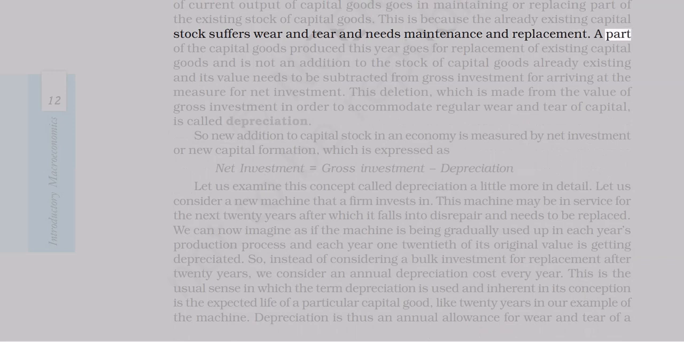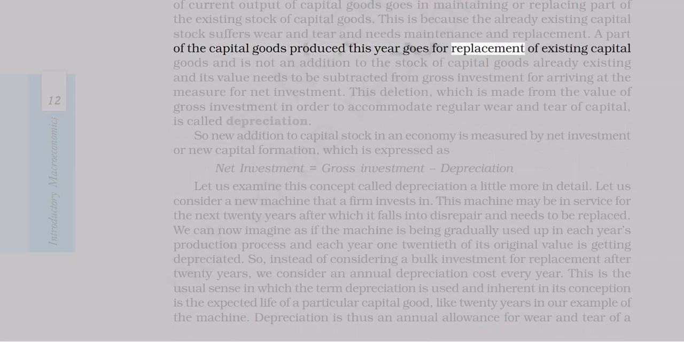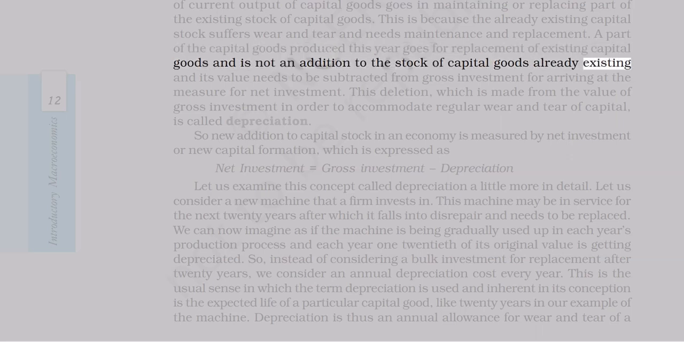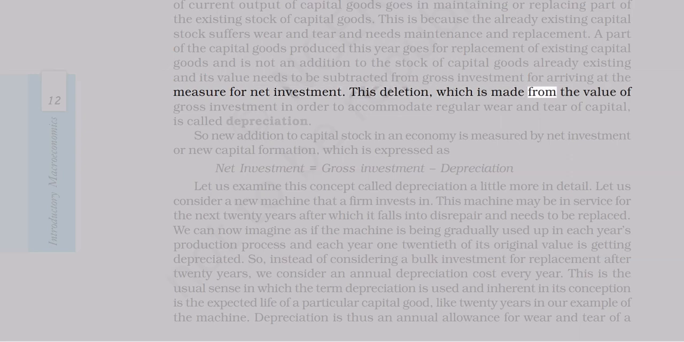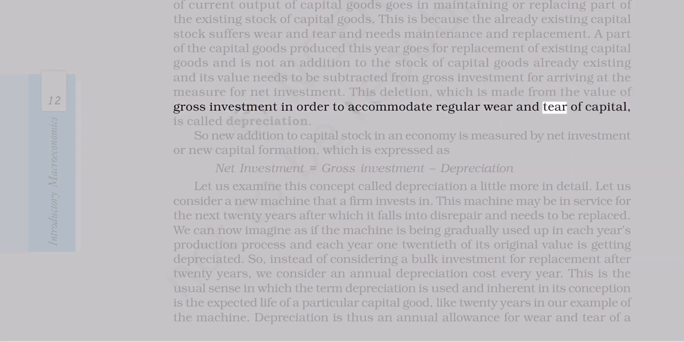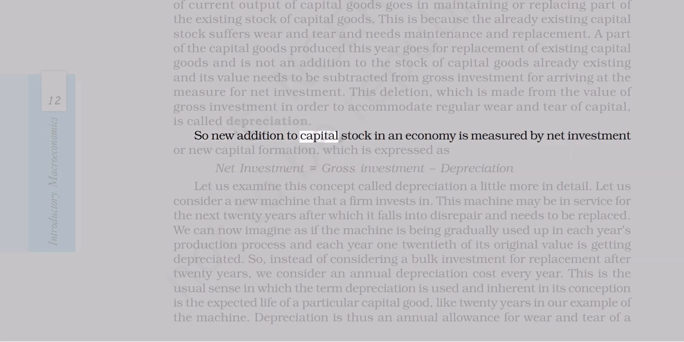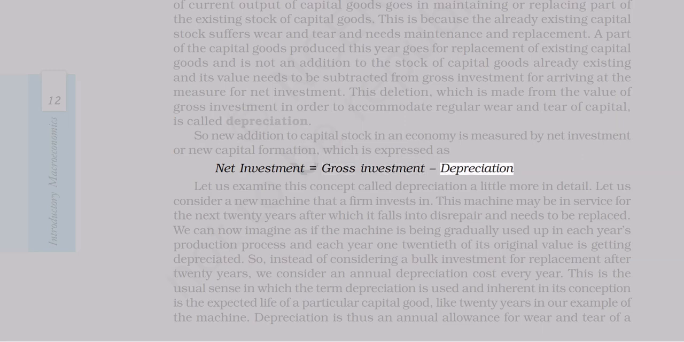A part of the capital goods produced this year goes for replacement of existing capital goods and is not an addition to the stock of capital goods already existing, and its value needs to be subtracted from gross investment for arriving at the measure for net investment. This deletion, which is made from the value of gross investment in order to accommodate regular wear and tear of capital, is called depreciation. So new addition to capital stock in an economy is measured by net investment, or new capital formation, which is expressed as net investment equals gross investment minus depreciation.